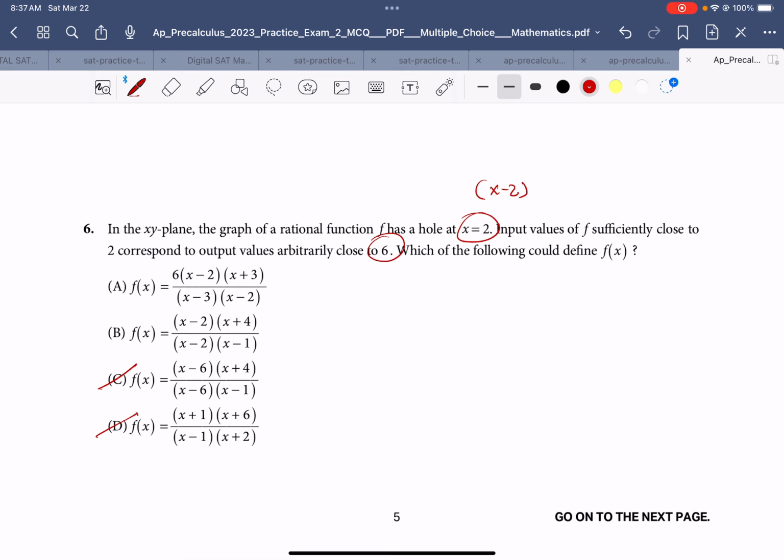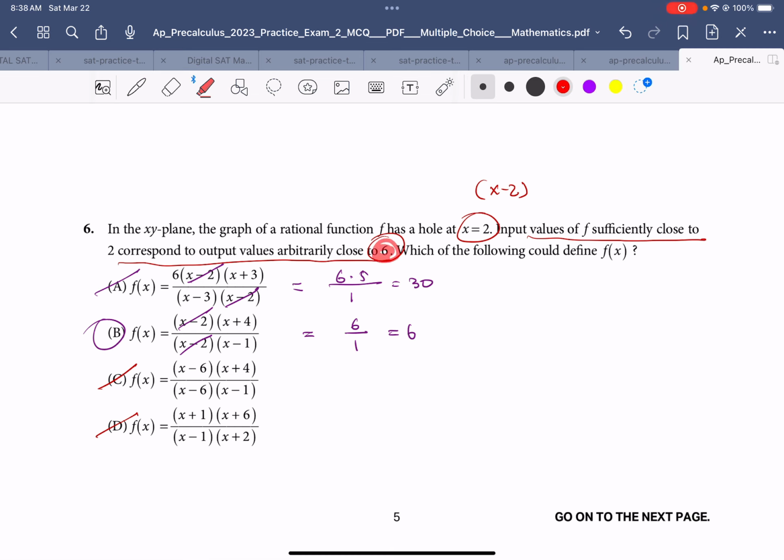So for this information here, when x approaches 2, y approaches 6. So here's what you have to do then. After you cancel this out, you can cancel out and then substitute 2 into x. Then 6 times 5 over just 1, which is 30. So that is not the answer. Must be B. But let's see, after you cancel again and then substitute 2, so 6 over 1, which is 6. Yeah, that matches this description. Okay, so the answer is B.